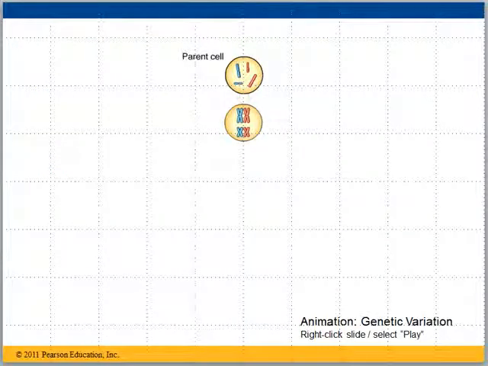Here's a great little animation that talks about these three things that allow for genetic variation. You have independent assortment, you have crossing over recombination, and then you have random fertilization. So you might want to right click and hit play on this. You should be able to see this animation. The guy's voice is kind of boring, but the animation and the pictures really help you understand the material.